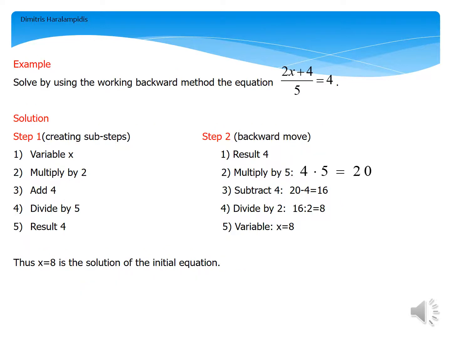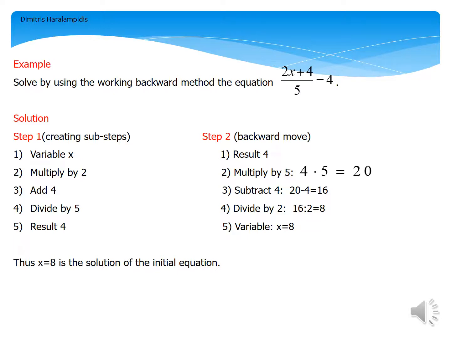Solve by using the working backward method the equation (2x + 4) divided by 5 equals 4. Once again, in first step, we'll begin by creating the substeps. As always, we begin with the variable x. Then, in our case, we must multiply by 2, then add 4, then divide by 5, and finally end up with the result, which is number 4.